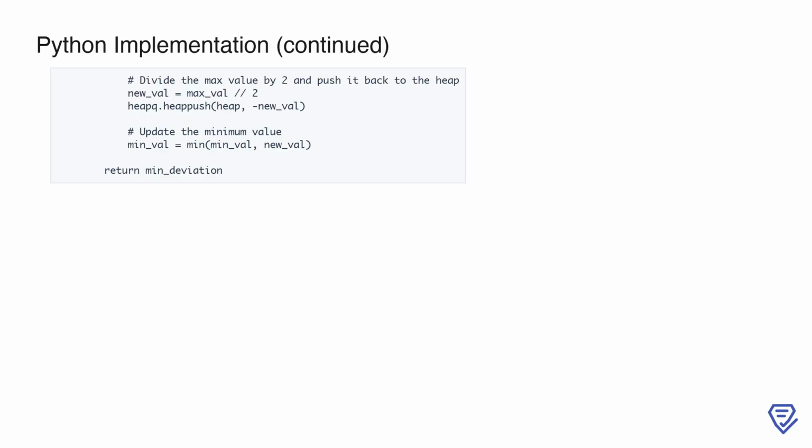This new value is then pushed back into the heap, ensuring that the heap remains updated with the adjusted value. We also check if this new value is smaller than min_val, and if so, we update min_val to reflect the new minimum value in the array. This process continues until the loop exits, either because the maximum value becomes odd or no further reduction can be made. Finally, we return min_deviation, which now holds the smallest possible deviation achieved through the described operations. This approach ensures that we systematically reduce the array's range while maintaining efficiency using the heap data structure.